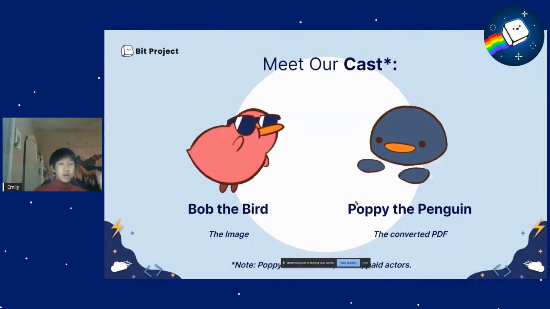Before we can go in more depth, we need to introduce two characters: Bob the bird, who's going to be the image, and Poppy the penguin, who's going to be the converted PDF.